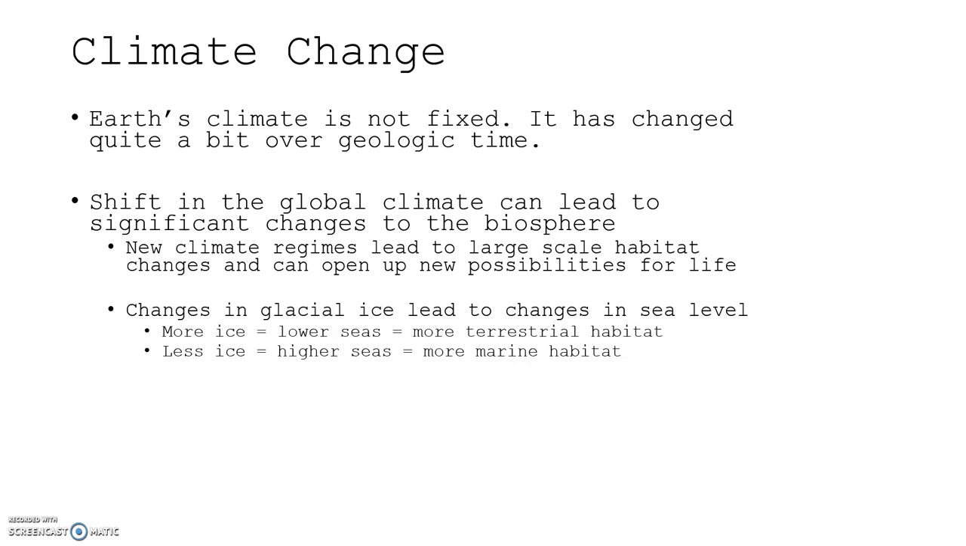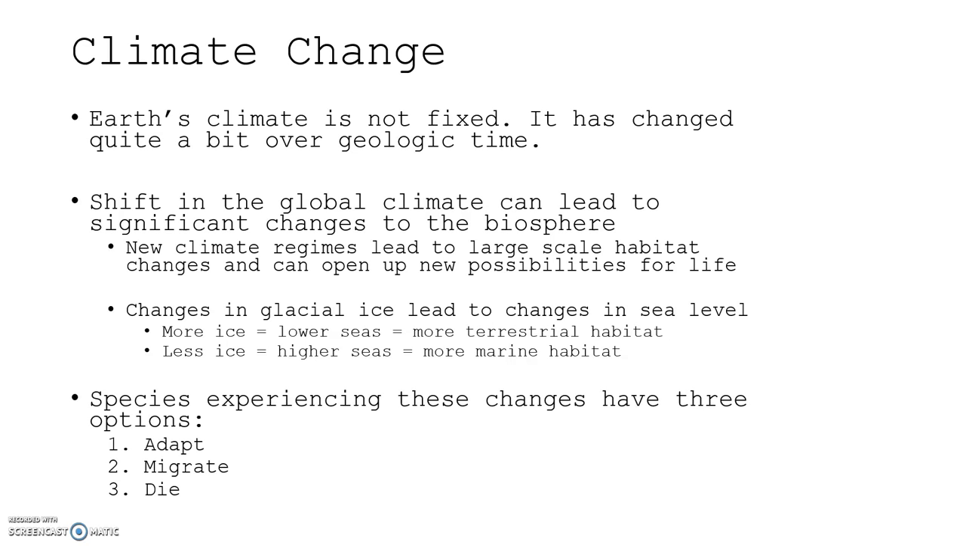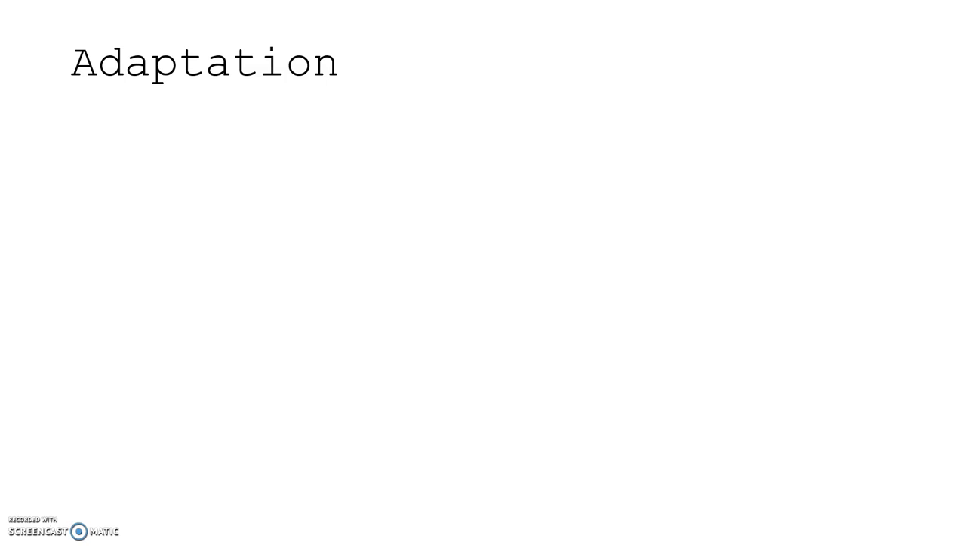If we have changes in glacial ice, that is going to lead to changes in sea level. If there's more ice, the seas are going to be lower, and there'll be more terrestrial, more land habitat. If there's less ice, there are higher seas and more ocean habitat. Species experiencing these changes have 3 options. You can either adapt, you can migrate, move out of the way, or you can die.